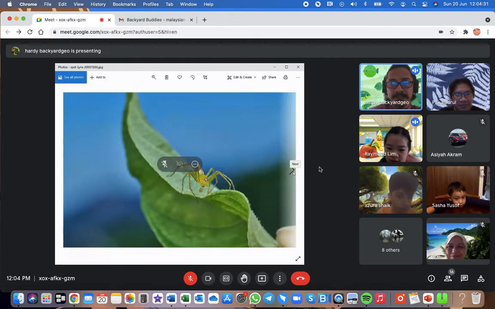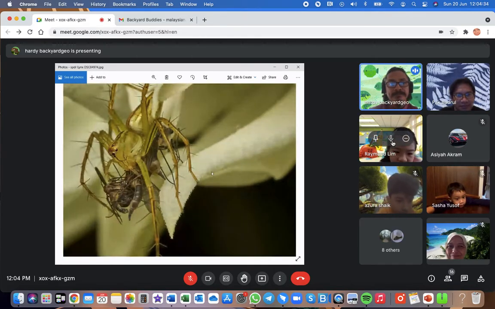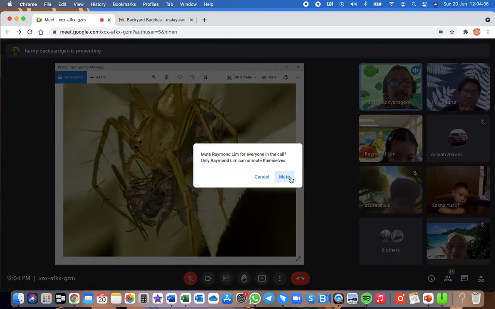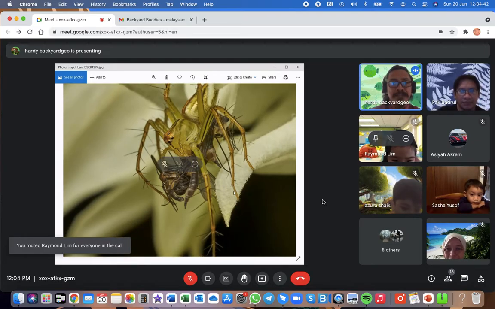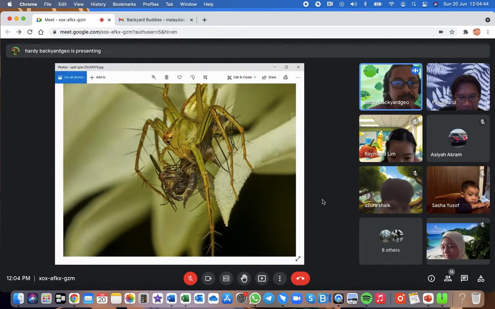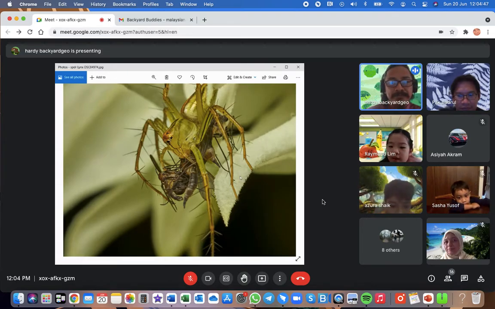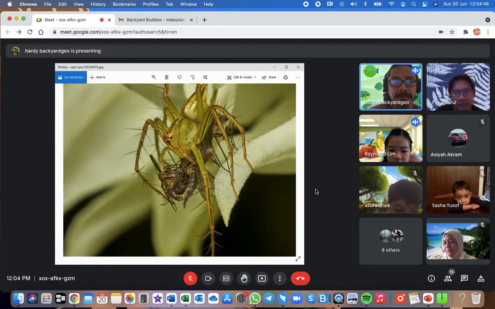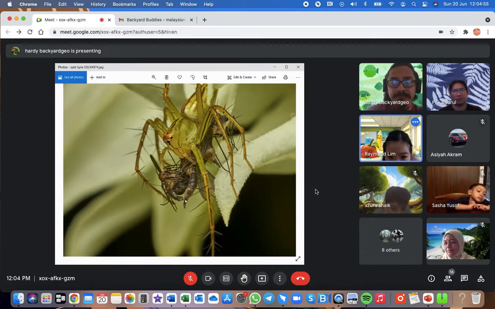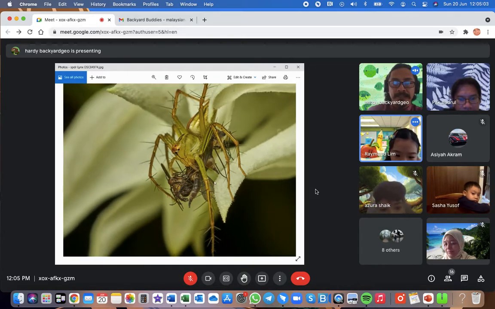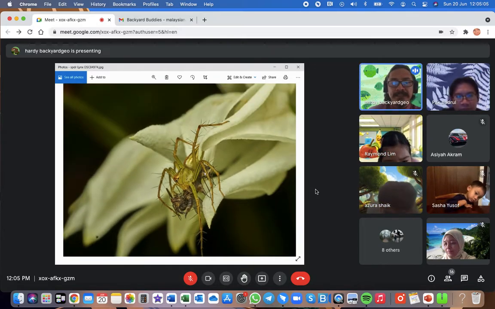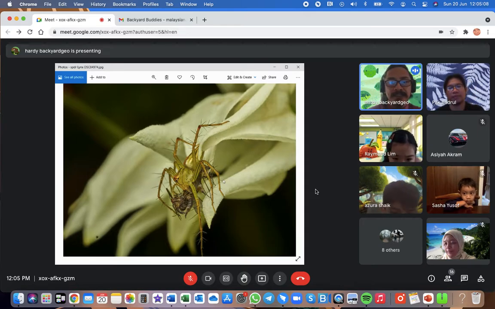Alright, and this is the last photo. Okay, a lynx spider with a bunch of probably crane fly or midge or mosquito. We're not very sure, but basically this is a lynx spider. L-Y-N-X, I've written here. Okay, lynx. They are our buddies. This is the last buddy for our session today.